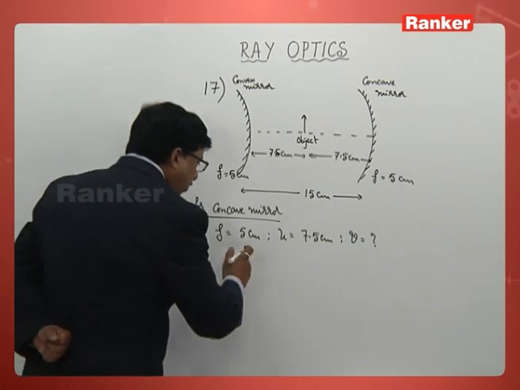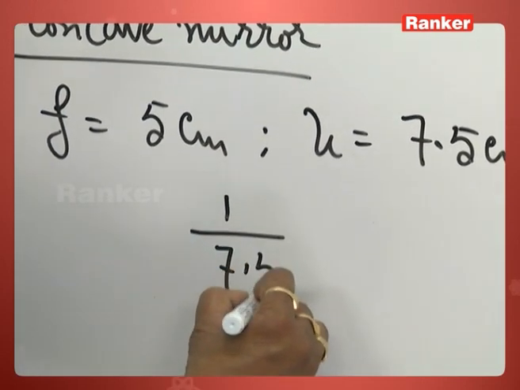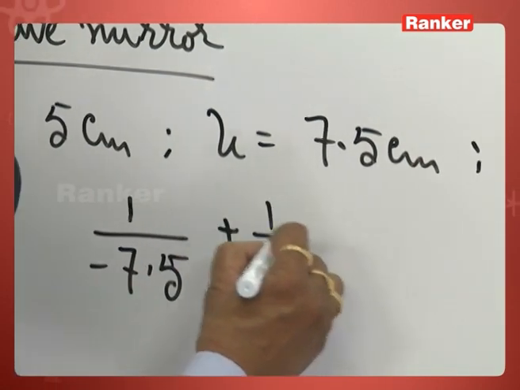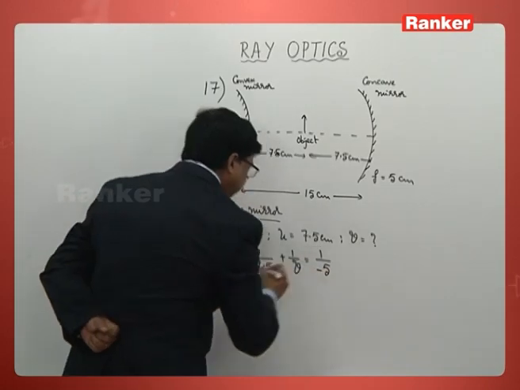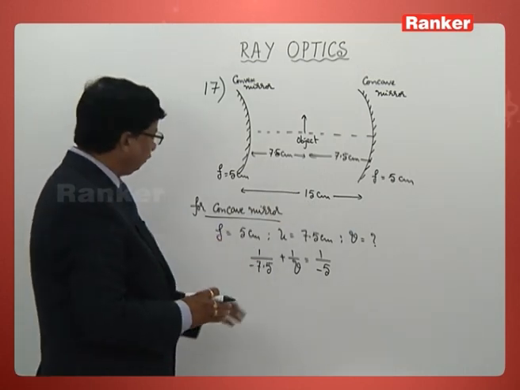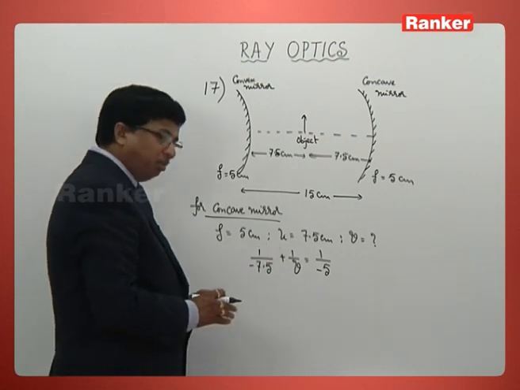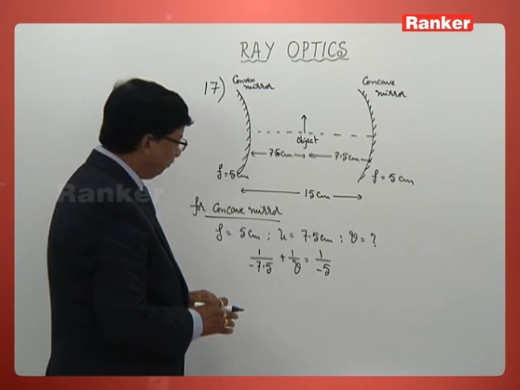What can we write now? 1 by u plus 1 by v is equal to 1 by f. Anyhow, v will be negative after calculation. So I take this one: 1 by minus 7.5 plus 1 by v is equal to 1 by minus 5.